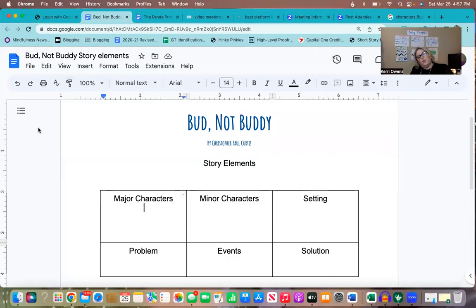Okay, so we're going to talk about Bud, Not Buddy and some of the different story elements that were there. If you will notice, I have opened up the chat so that as I'm filling out this chart as an example, you can also comment in the chat if you have questions or you just want to add comments. You're welcome to do that in the chat as I'm filling in the example.